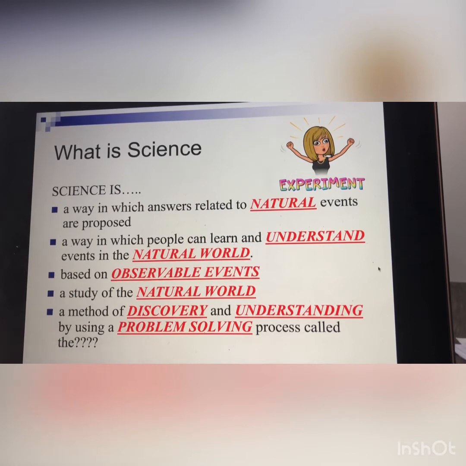Nature, of course, is the study of the natural world. And since we are putting all these practices into action, we have a specific method of discovery and understanding by using a problem-solving process. And that problem-solving process is called the scientific method.